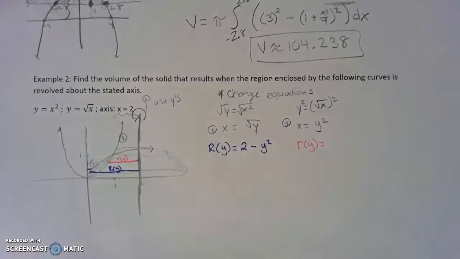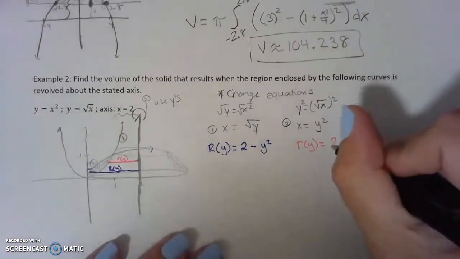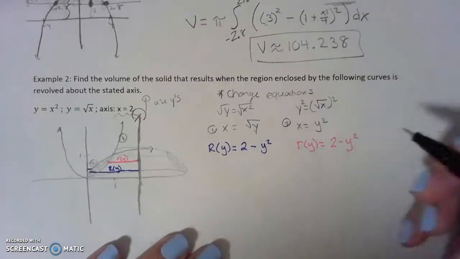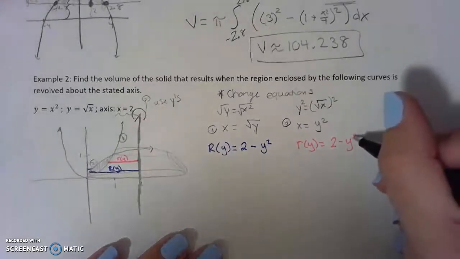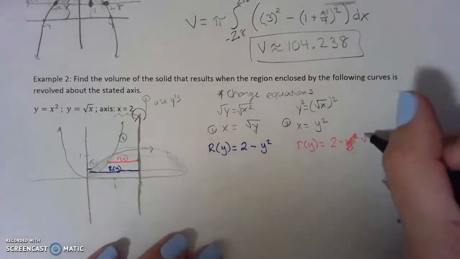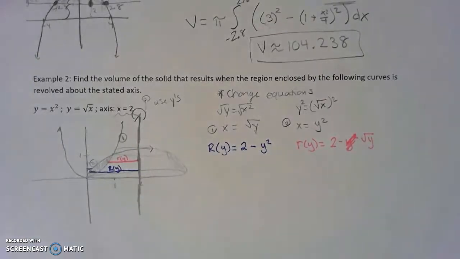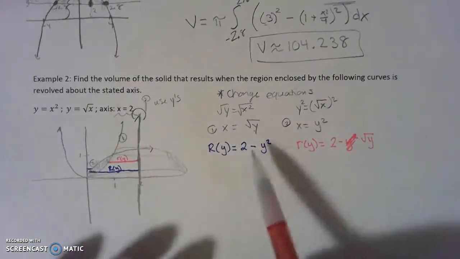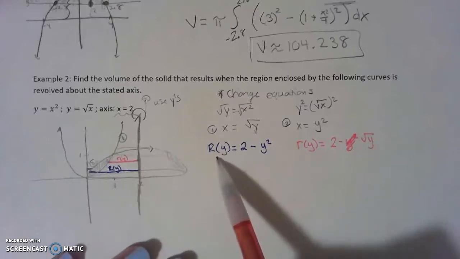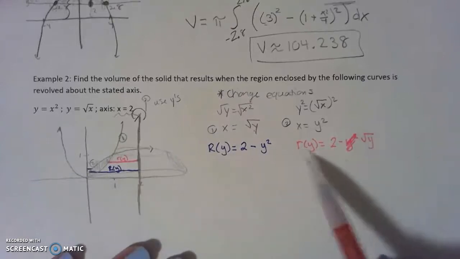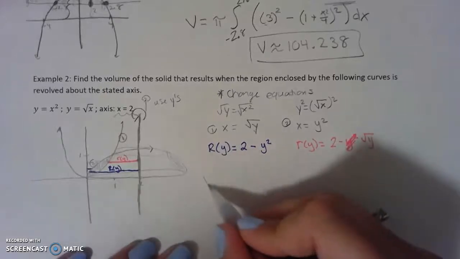Oh, sorry, I used my pink pen. 2 minus the square root of y. Oops, I say square root of y and I write the square. Sorry guys. Okay, so now I have my outer radius and my inner radius. So now all we have to do is plug it in.